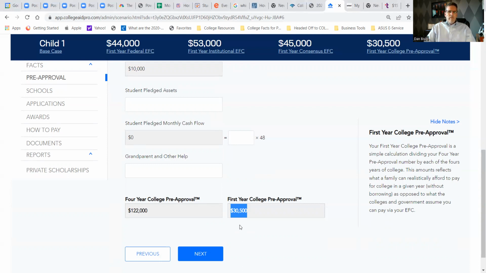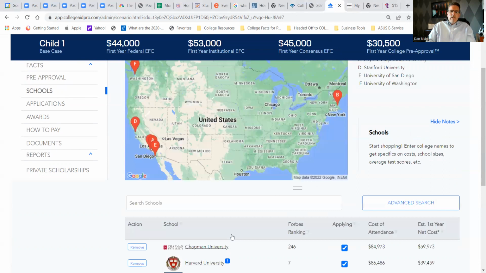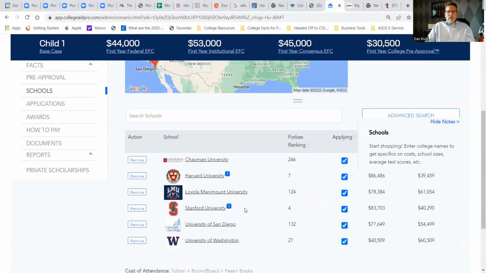Where's the extra money going to come from? So let's go into and now look at, we've calculated the expected family contributions. We've calculated how much per year you can put in. Now let's go looking at some schools. And as I said earlier, I've already populated some popular schools in here.